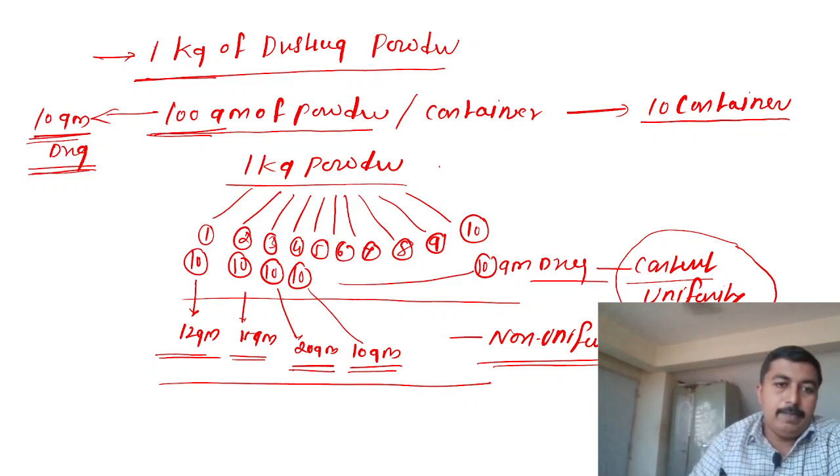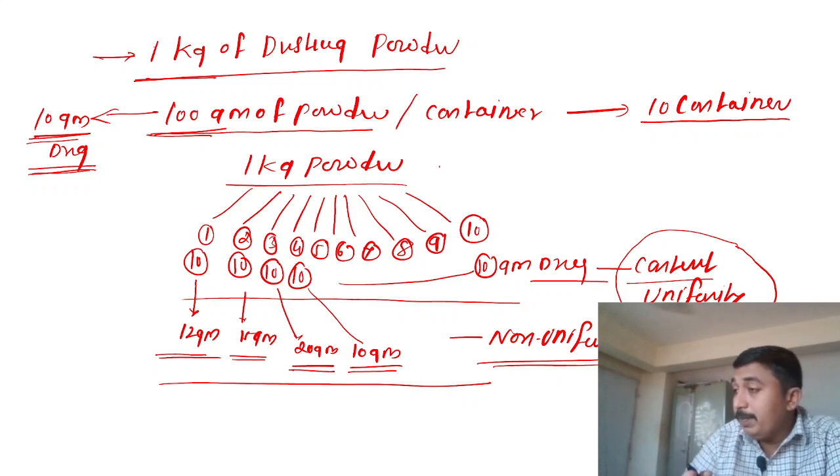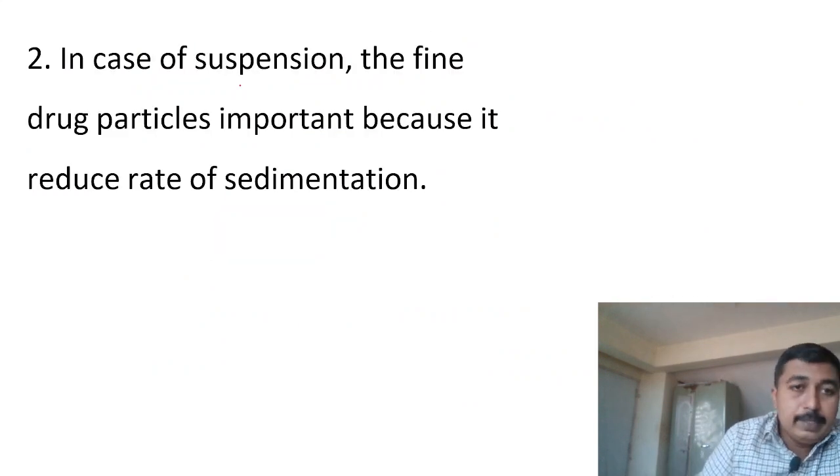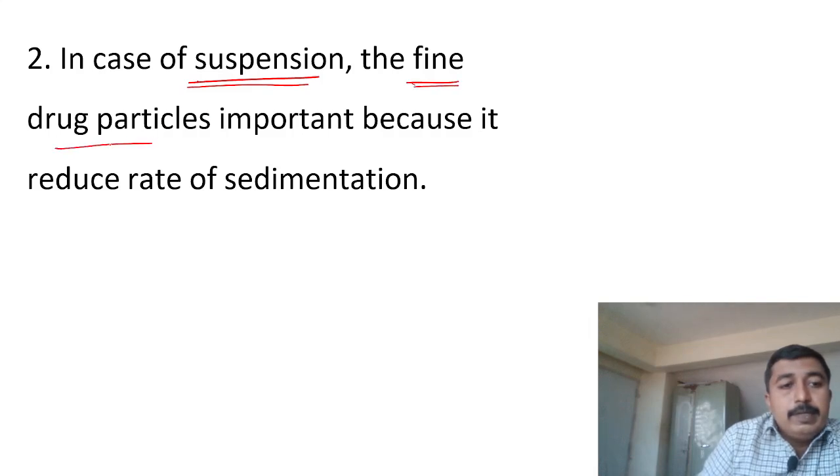Now, based on this example, I hope you have better understood what is meant by size reduction and why size reduction is important for content uniformity. Very much important. Next, second, in case of suspension type dosage form, why are fine powder particles required? Basically, to reduce the rate of sedimentation.